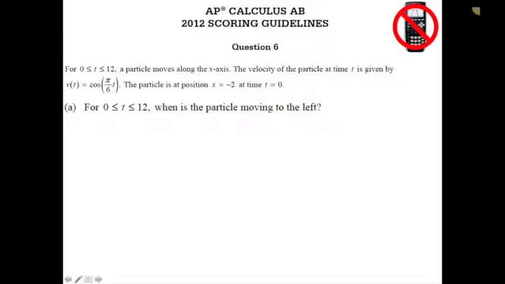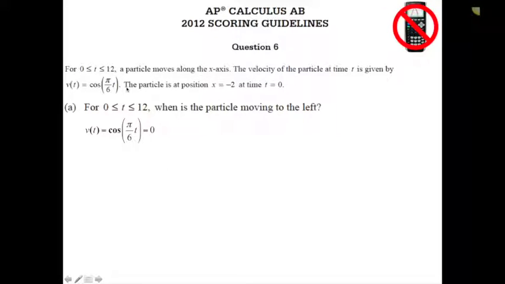So let's take a look at part A. First, we'll solve this as it's intended to be solved without using a calculator. It says, when is the particle moving to the left? So we have to associate left as negative velocity. So the first thing to do is find where the velocity is 0. And then we can test on either side to see if the velocity is positive or negative.